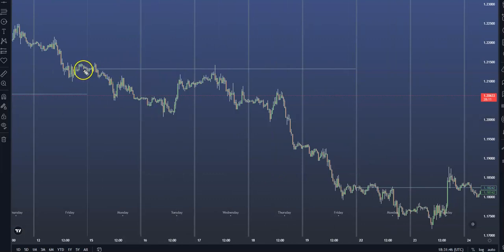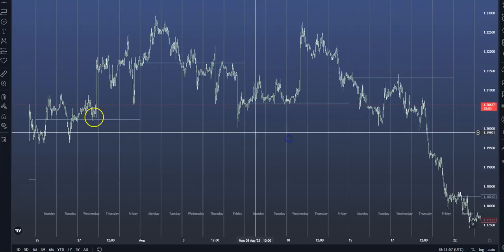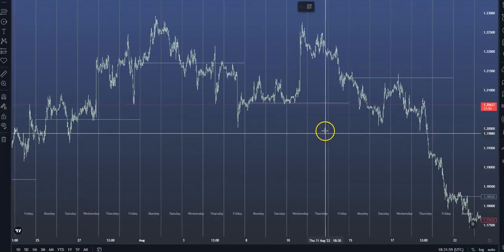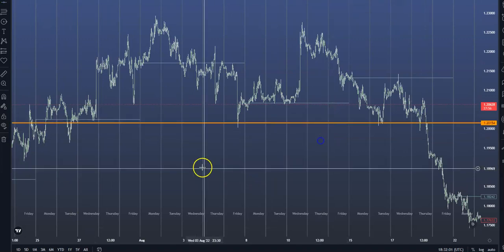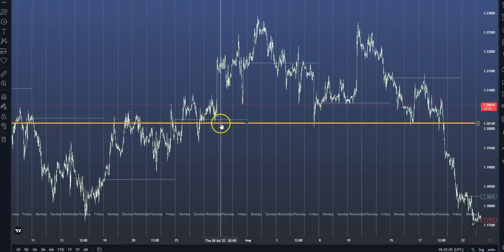Here we see Monday. Monday's opening price, drag it across. We see Tuesday. Tuesday doesn't hit the opening price, but we see a potential area here where we can start looking for opportunity. So if we just take this area of support here, drag it across, you know, we'll see that this is an okay level.